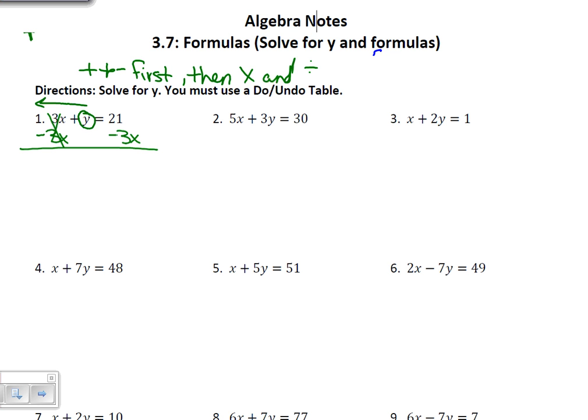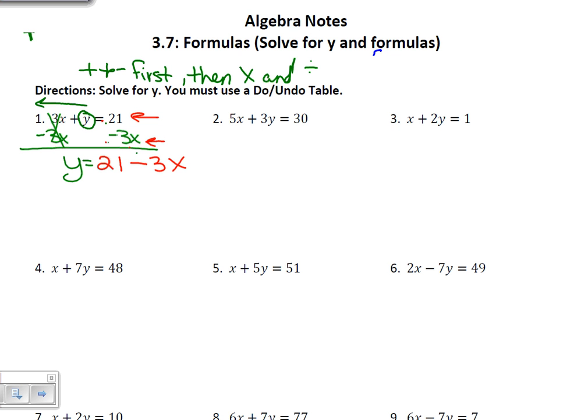So I know on the left side my 3x's cancel, leaves me with just y. But on the right side here, I have 21 minus 3x. I cannot combine the 21 and the 3x because they're not like terms, because this one has an x and this one does not. So I'm simply going to write down exactly what it says, which is 21 minus 3x. Again, I cannot combine those because they're not like terms, since one has an x and one does not.